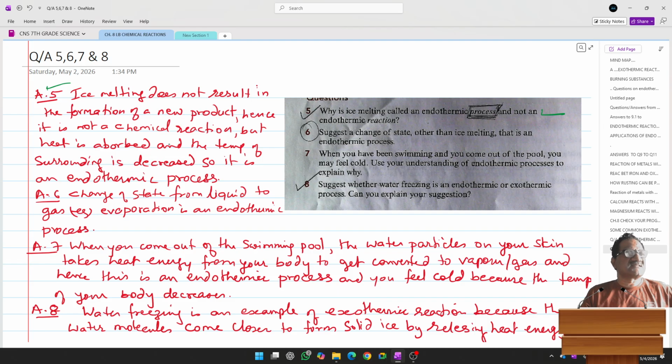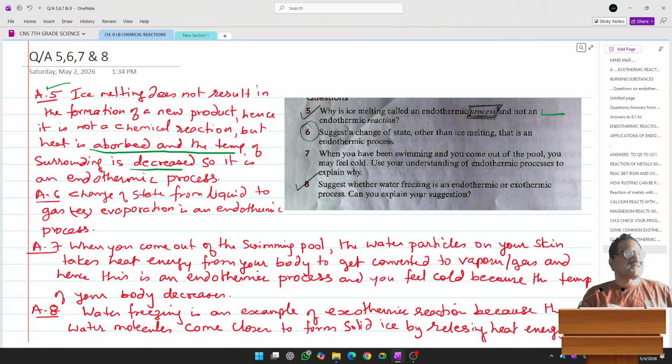In this process, it's just a change of state. It's not a chemical reaction because a new product is not formed. Only the state is changing from solid to liquid. So change of state is a physical change, not a chemical reaction, and that is why we can call it a process. And the heat energy is absorbed and the temperature is decreased. Because of these 2 points, you can call this an endothermic process.